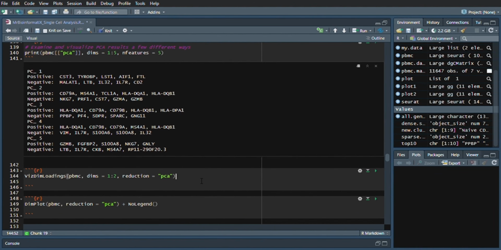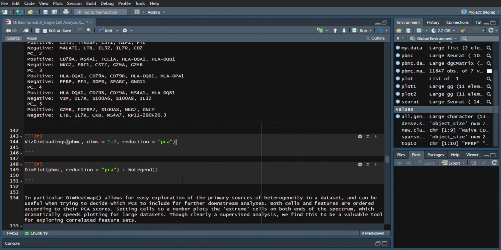It has the top genes associated with each principal component. Which genes are important for PC1? Also, we can see the relation between the genes and the principal component, as here is positive related as direct or negative as indirect. So we write VizDimLoadings and we put PBMC dimensions 2 and reduction equal PCA. Let's run our code.